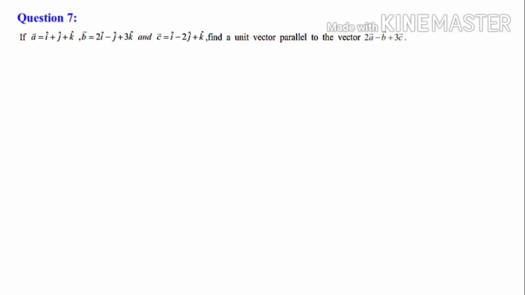That is P cap is equal to vector P by modulus of P. By substituting those values, we will get P cap. So that vector is the unit vector parallel to this one. So this question you will do it as homework.